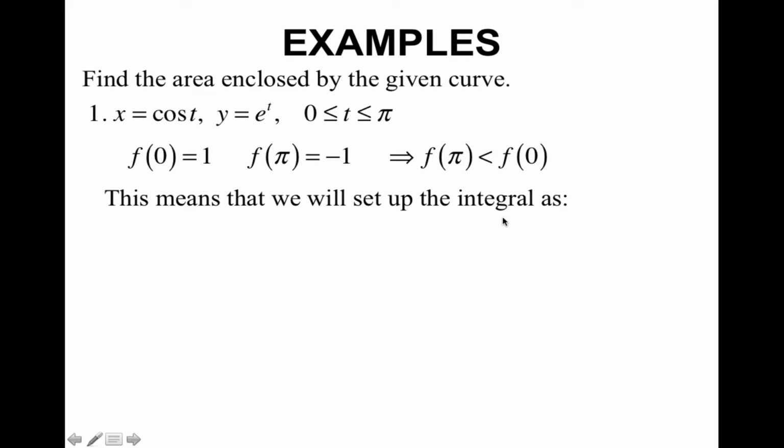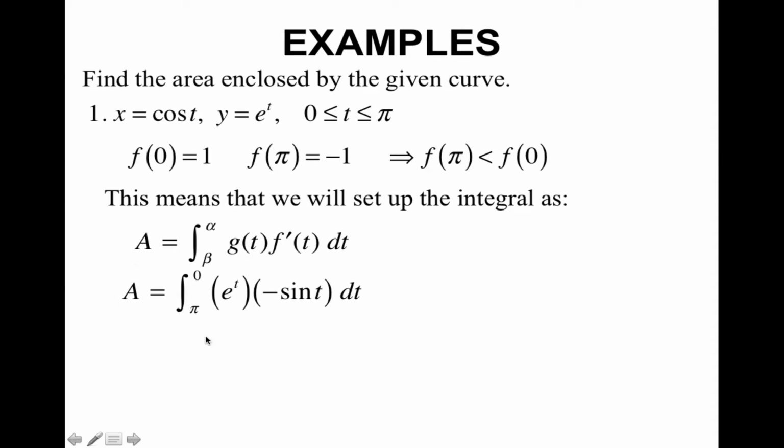So that means I'm going to set up my integral as beta to alpha of g of t times f prime of t dt. So when I do that, I'm going to need the derivative of f, which is the derivative of the x function. And then I leave g, or the y function, alone. So when I set this up, I'm going to go from pi to 0 of e to the t times negative sine t, which is the derivative of cosine t, dt. Simplify that so I can pull out the negative.